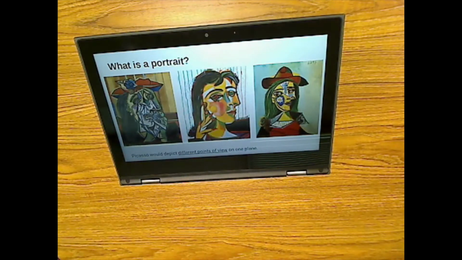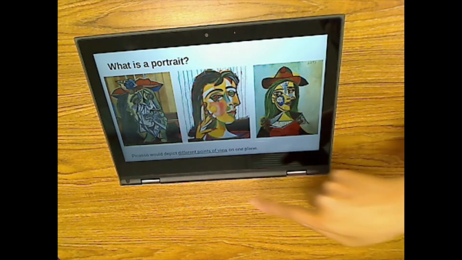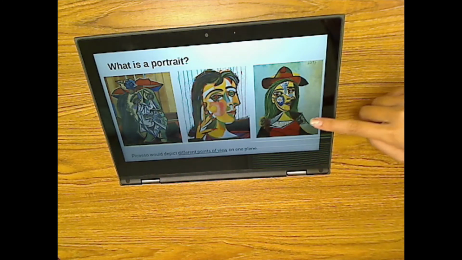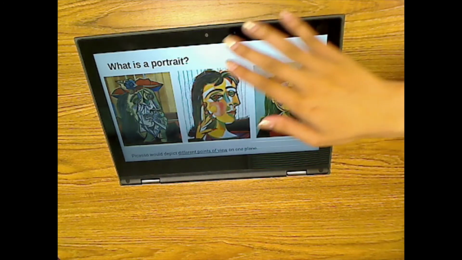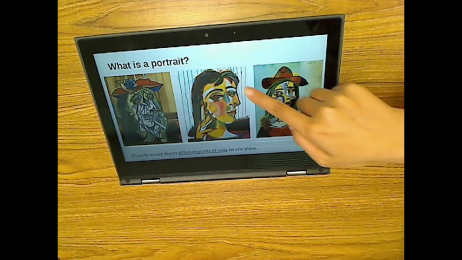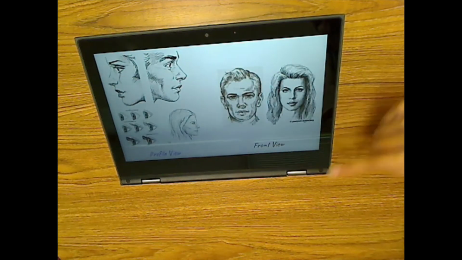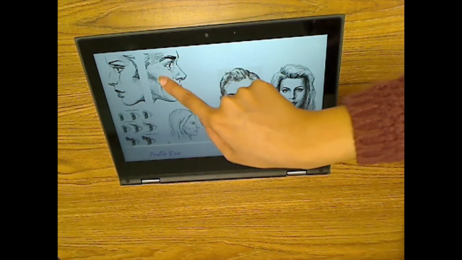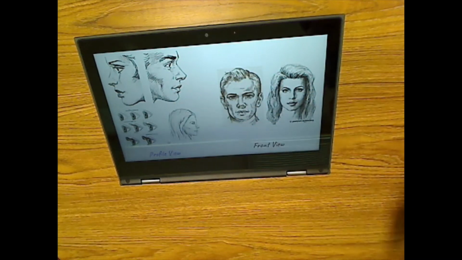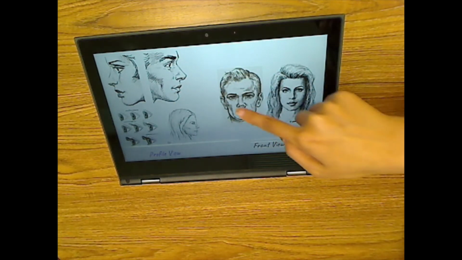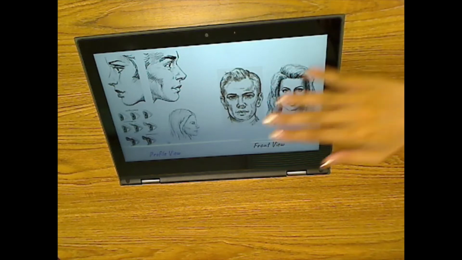We also looked at Pablo Picasso's portraits. Remember that a portrait is a picture of a person, and he would depict different points of view on one plane, okay, or on one canvas. So we can see the just regular front view and the side or the profile view. We looked at the profile view right here. Only one eye is seen, only half of the nose, half of the mouth, versus the front view. You can see both eyes and the whole nose and the whole mouth.